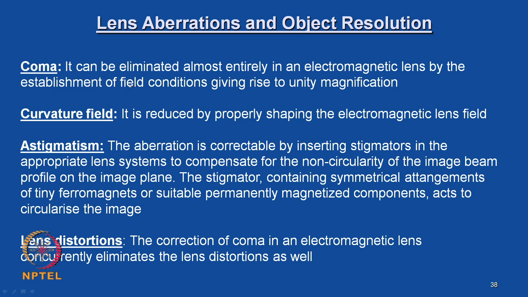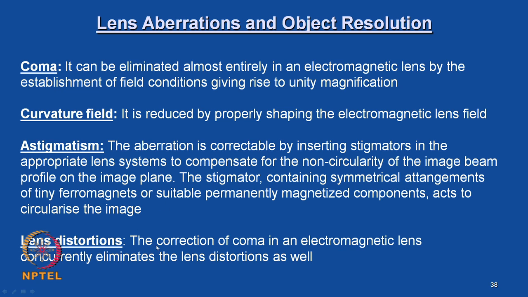In terms of coma, it can be eliminated almost entirely in an electromagnetic lens by the establishment of field conditions giving rise to unity magnification. In terms of curvature of field, it is reduced by properly shaping the electromagnetic lens field. The astigmatism, on the other hand, is correctable by inserting stigmators in the appropriate lens system to compensate for the non-circularity of the image beam profile on the image plane. So what is a stigmator? The stigmator, containing symmetrical arrangements of tiny ferromagnets or suitable permanently magnetized components, acts to circularize the image.